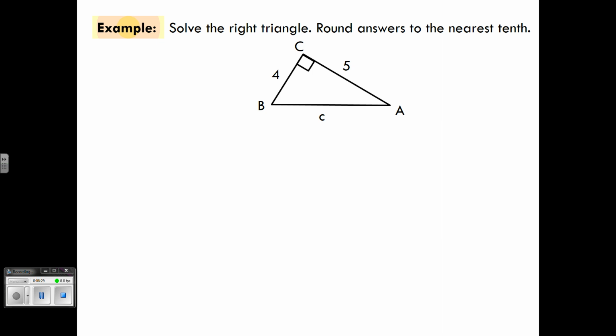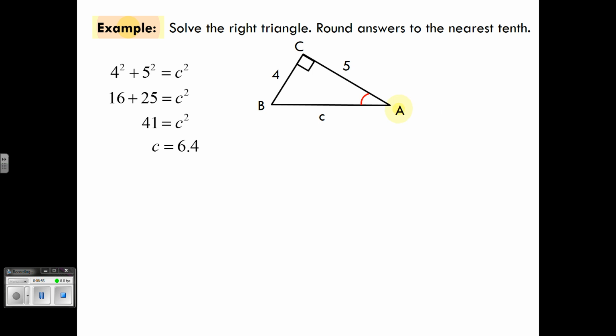All right, hopefully you didn't say 3, because this is not a 3, 4, 5 triangle. It's only a 3, 4, 5 triangle if that 5 had been the hypotenuse. So instead, we are just going to use Pythagorean theorem. We work through it, and we get approximately 6.4. Okay, now that we know that, we need to figure out one of these 2 angles.